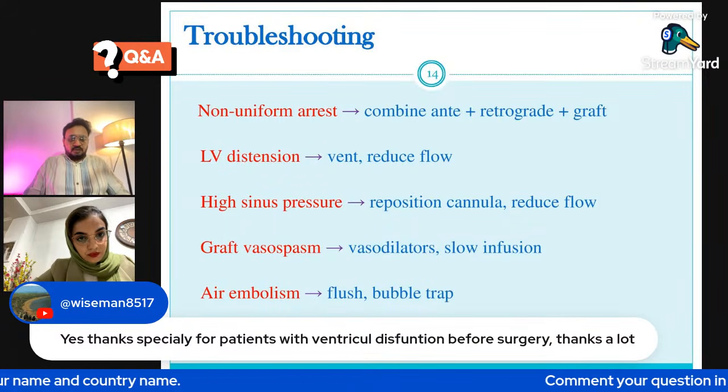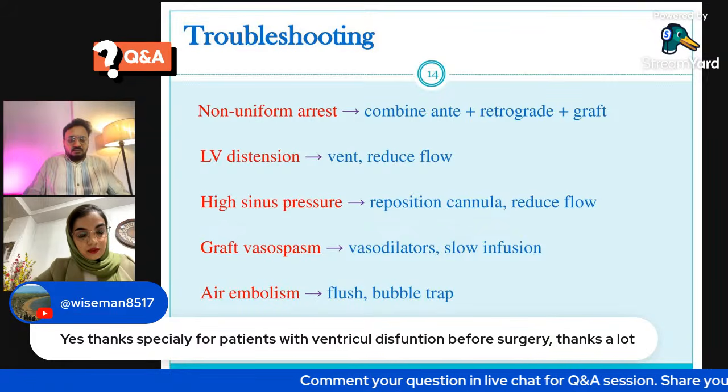Especially for a ventricular dysfunction patient, I think warm blood cardioplegia is beneficial.